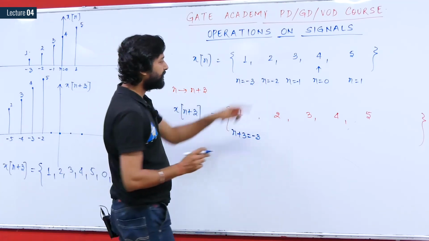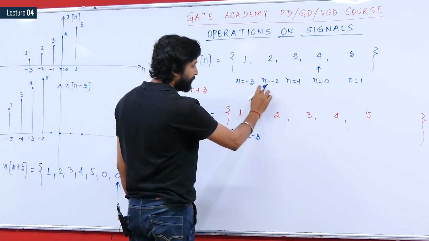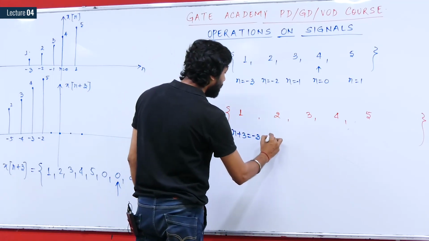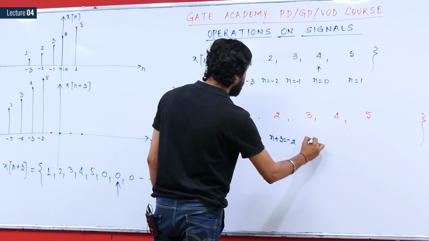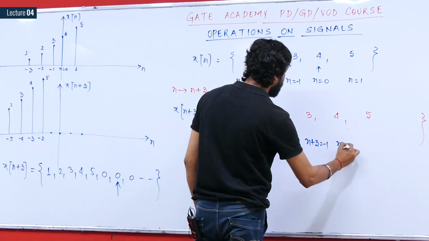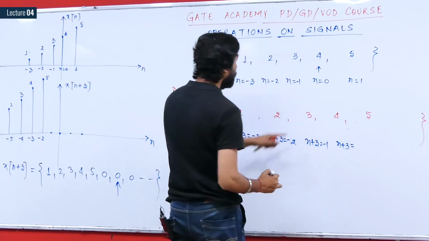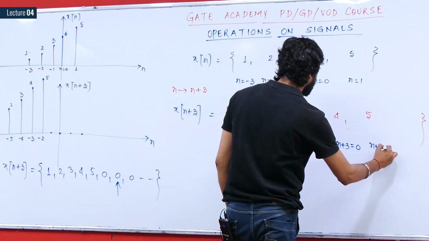Similarly, for this, previously the sample value was 2 when n equals -2, now this value will be 2 when n plus 3 equals -2. Similarly, it will be for n plus 3 equals -1, for n plus 3 equals 0, and for n plus 3 equals 1.